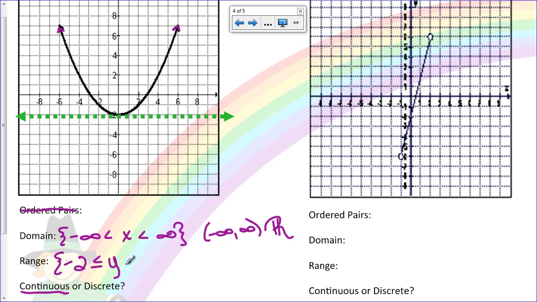But because of the arrows, it is going to approach infinity, and so I have to do it this way. So if I'm going to write it in interval notation, the -2 is included, but my infinity cannot be because it's not really a number.